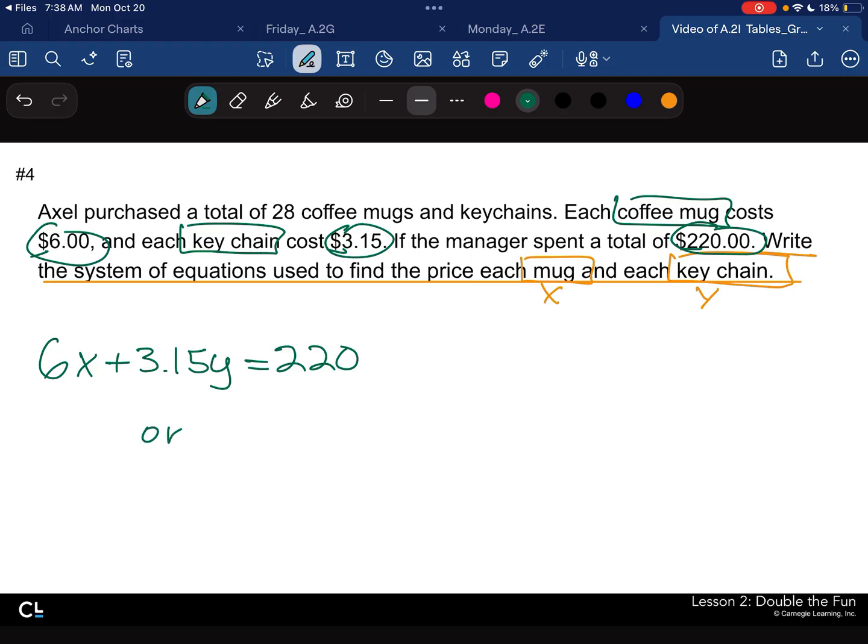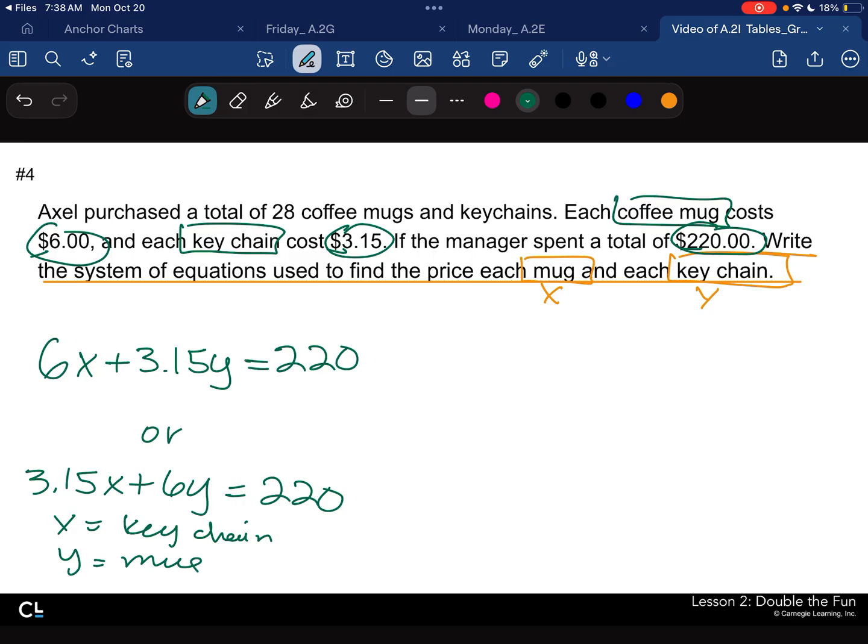Or if you wanted to put it like this, 3.15x plus 6y equals 220. As long as you put that, that means you put x equal to keychain, and y you put as mug. That's up to you. You just have to make sure your previous equations match.